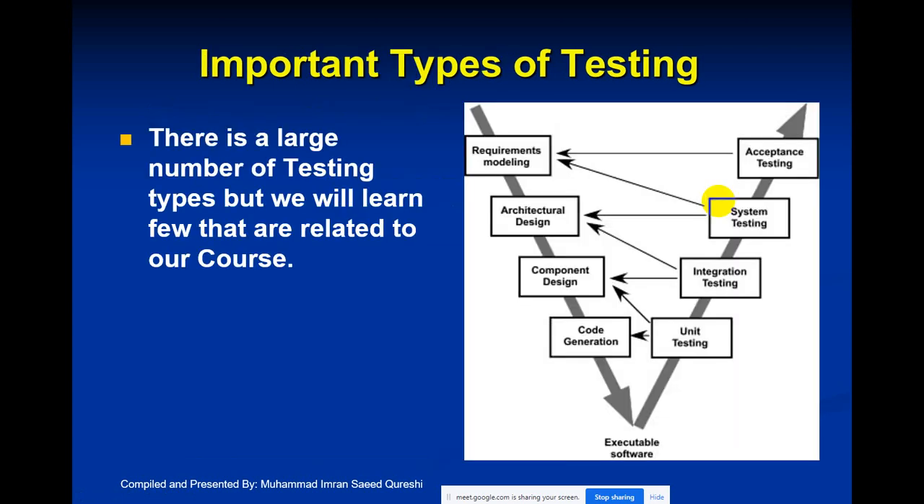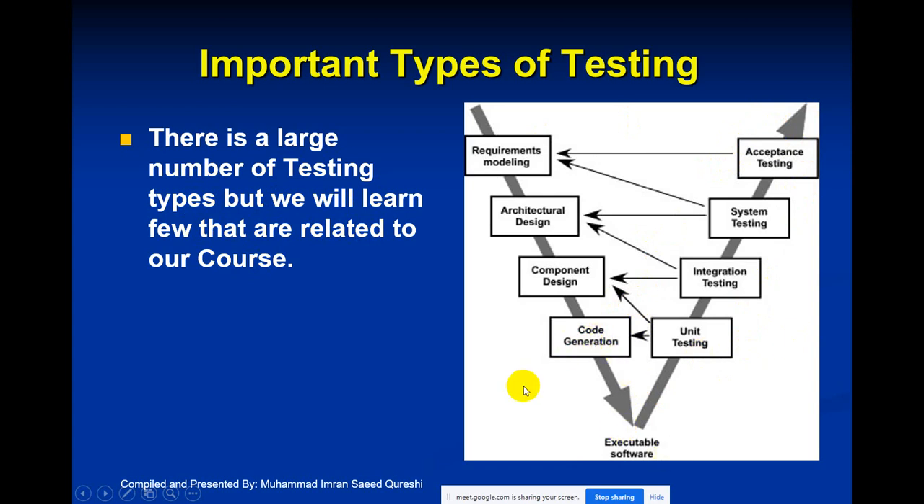Right. So now check. अब हमें समझ में आएगा when we studied the V model, then at that time we said that V model is more towards the testing. Turn off the mics. More towards the testing. So now check what happened. There is a large number of testing types, but we will learn few that are related to our course. So now check. Number one is code generation.